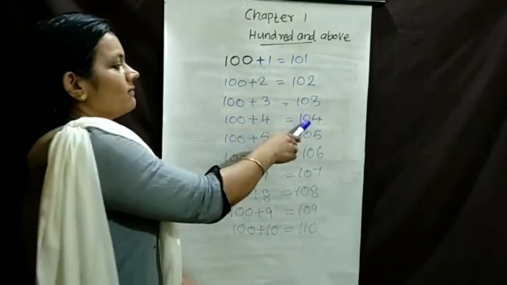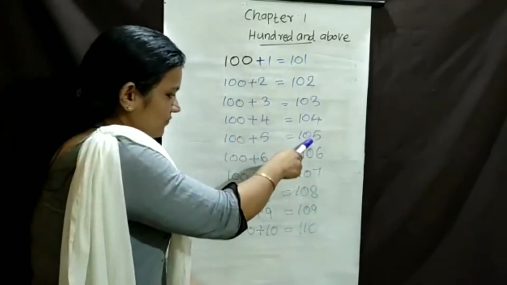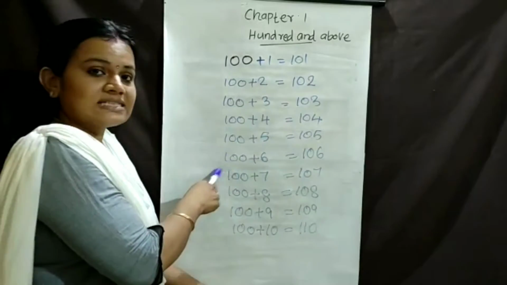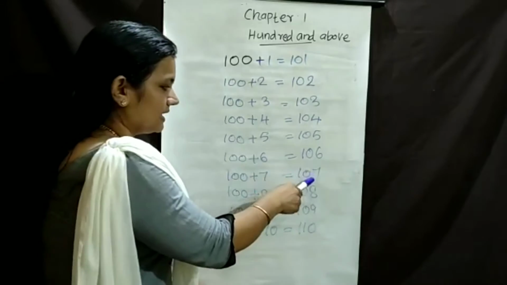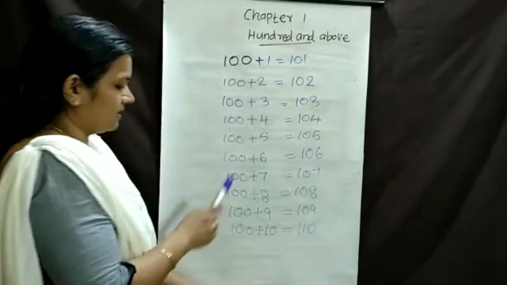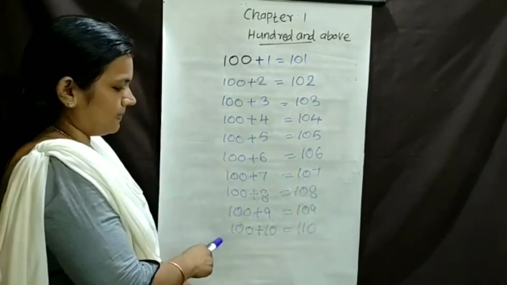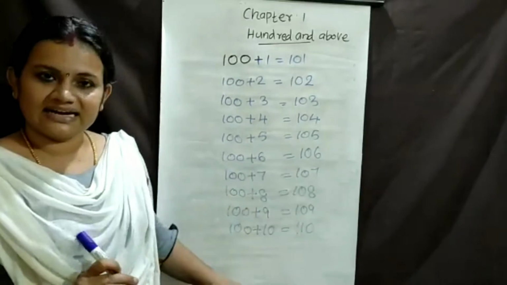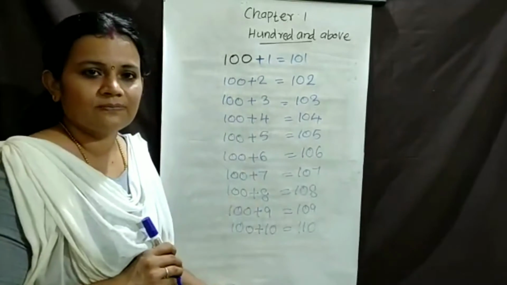100 plus 4, 104. 100 plus 5, 105. 100 plus 6, 106. 100 plus 7, 107. 100 plus 8, 108. 100 plus 9, 109. 100 plus 10, 110. This is the same activity that is given in your test book.